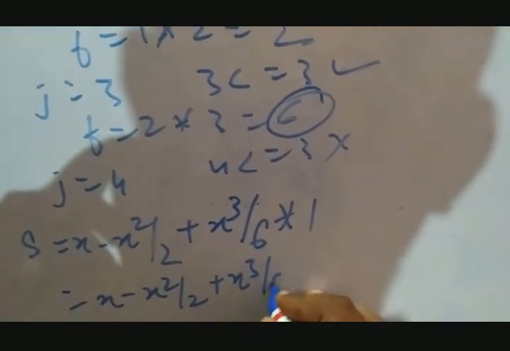So sum equals x minus x square upon 2, it was there. Now again plus x to the power I. What is the I value? 3. X to the power 3 upon 6. Factorial is 6, right? Upon 6 into 1. So it becomes x minus x square upon 2 plus x to the power 3 upon 6. But the t value now changes to 1 into minus 1. It becomes minus 1 here.